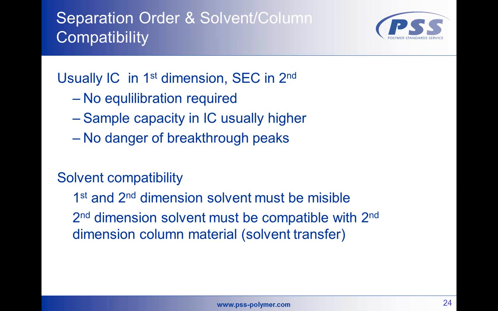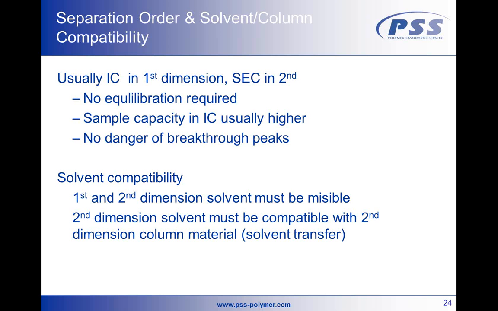Also, sample capacity is usually higher in interaction chromatography. So while GPC is quite prone to overloading, column overloading, and you get shifts in retention time and so forth, these effects are not as dramatic if you use interaction chromatography. Usually we can use more material, we can inject more material in the first dimension.